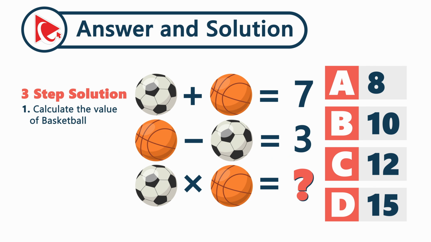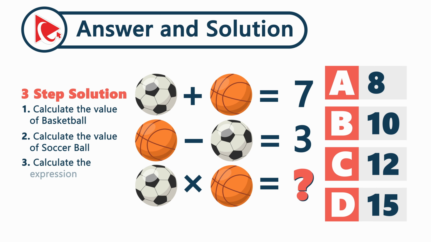In the first step, we will calculate the value of the basketball. In the second step, we'll calculate the value of soccer ball. And then in step 3, we will calculate the expression. You know, the expression with the missing value. Soccer ball multiplied by basketball equals question mark. Let's do it step by step.